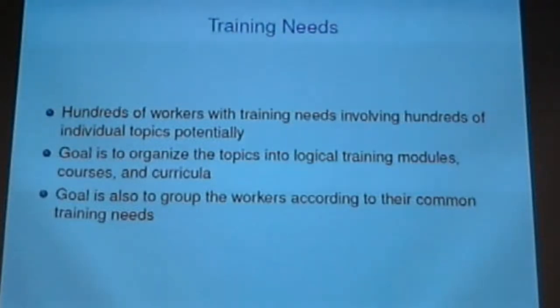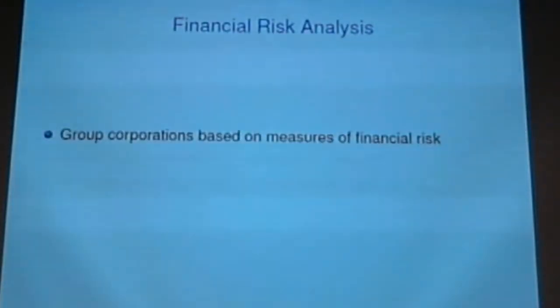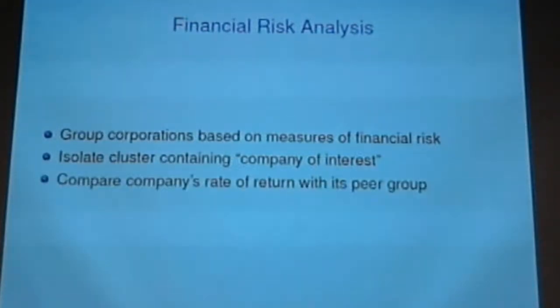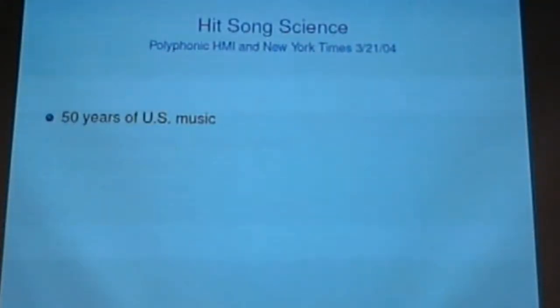The goal in such cases is to group the workers according to their common training needs. So you define these training needs, and based on the training needs, how do you characterize the distance between individuals and groups? Okay? So similarity measures also. Financial risk analysis, this groups corporations based on measures of financial risk, an isolated cluster containing the company of interest, and so on. So anyway, probably a lot of applications. I find this interesting, so I put it here. Okay.